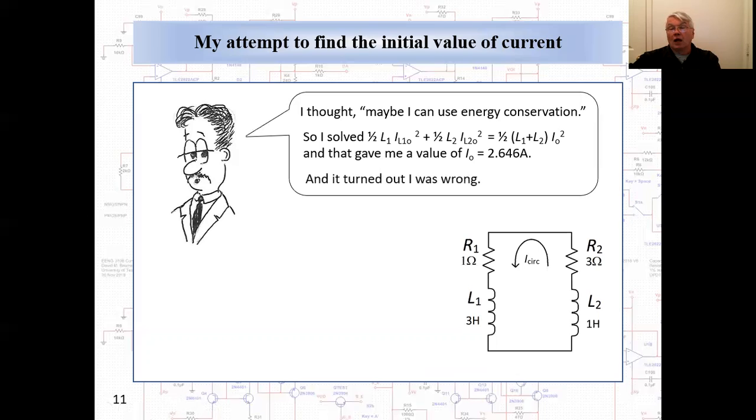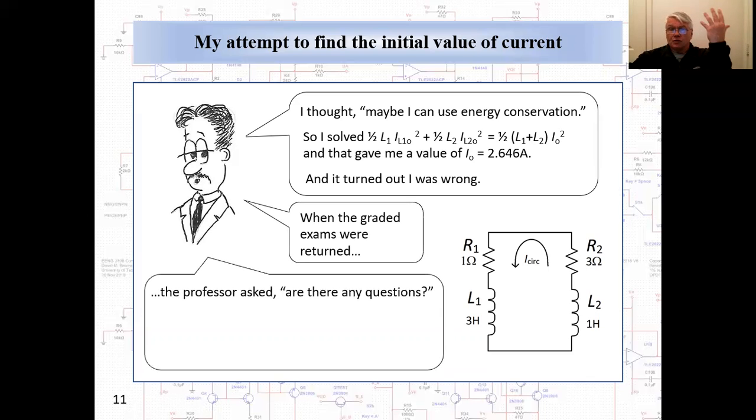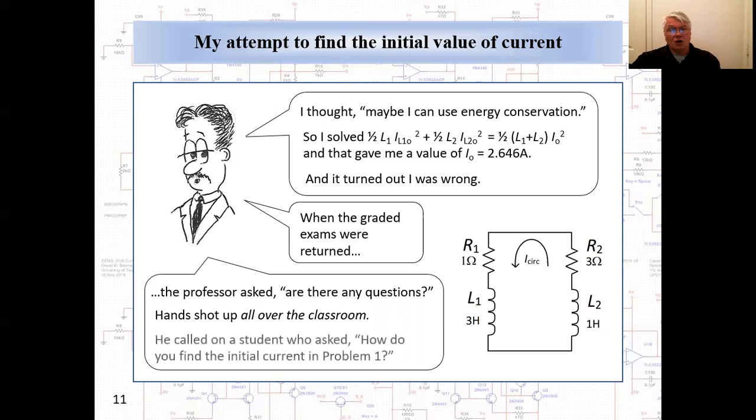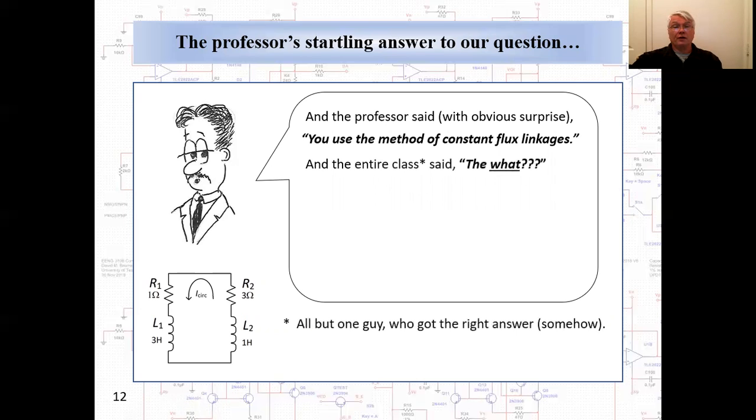And it turned out I was wrong. And LTspice says I was wrong. But at that time, I wouldn't have known why. Well, when the graded exams were returned, the professor asked, "Are there any questions?" And hands went up all over the classroom. The professor called on one student who asked, "How do you find the initial current in problem 1?" And the professor said with obvious surprise, "Well, you use the method of constant flux linkages." And the entire class, with the exception of one guy who had gotten the right answer somehow, said, "The what?"